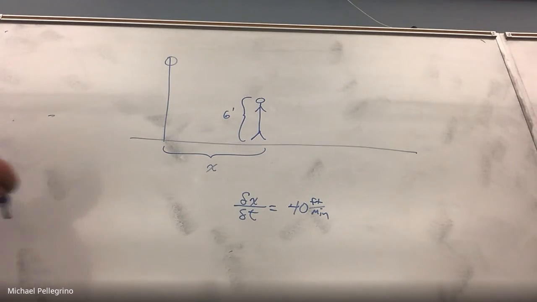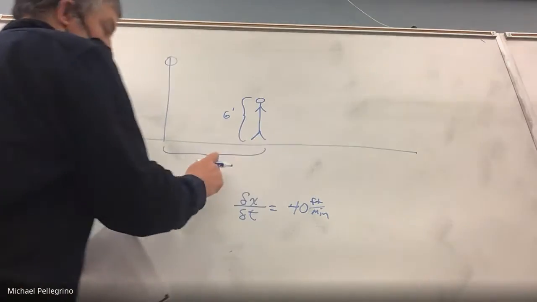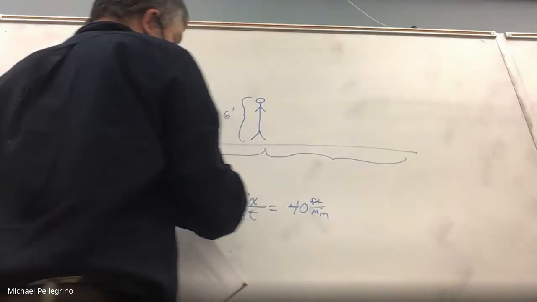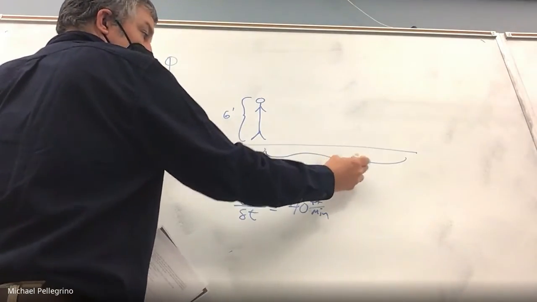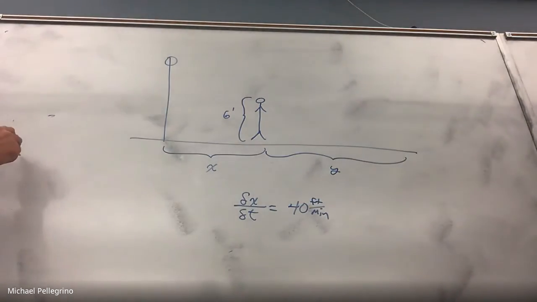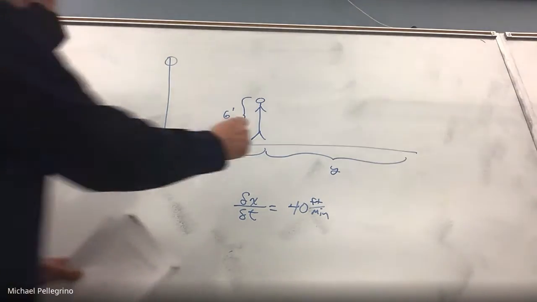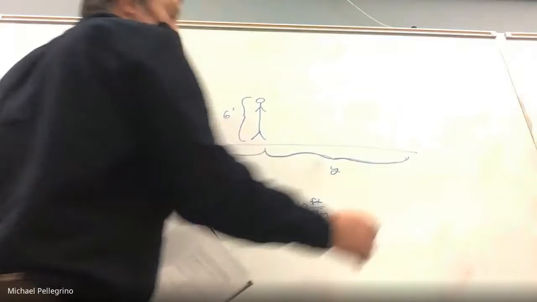So if x is 10, then this is 20. Okay, so if x is 10, y equals 20. So you can think of that whole thing as 30, I guess. Find the rate at which the length of the shadow is increasing. So this is going to be the length of the shadow, right?